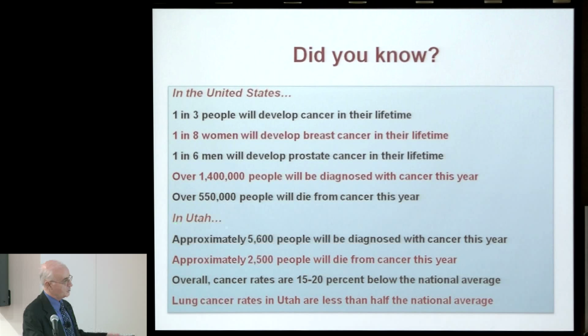And considering Utah, approximately 5,600 people will be diagnosed with cancer in the same year, 2004. Approximately 2,500 people will die from cancer, and overall cancer rates are 15 to 20% below the national average. You can see Utah has the lowest rate of cancer in the whole United States. And the lung cancer rate, which usually affects both men and women, in Utah is less than half of the national average. And it is very, very interesting why.